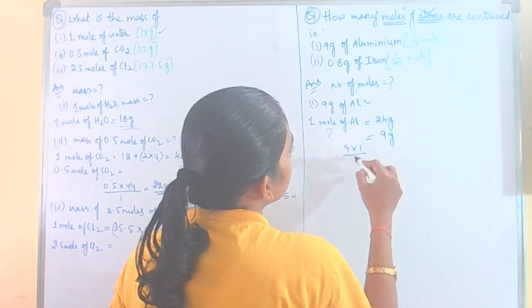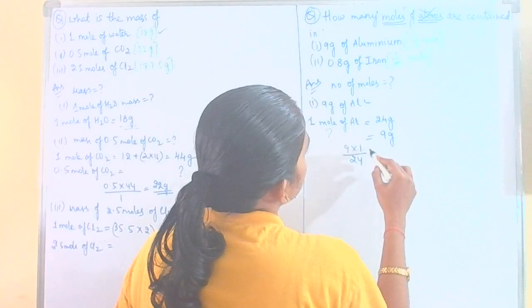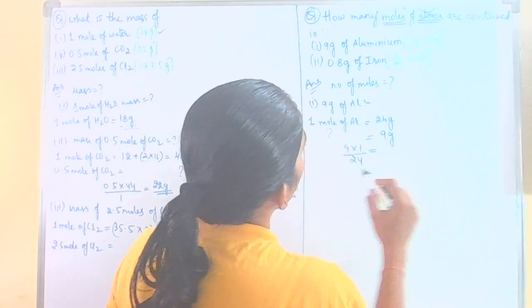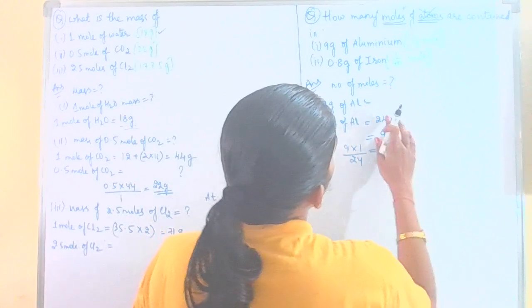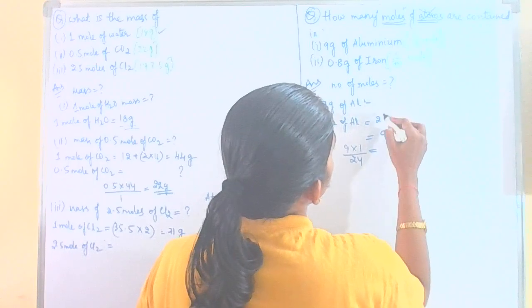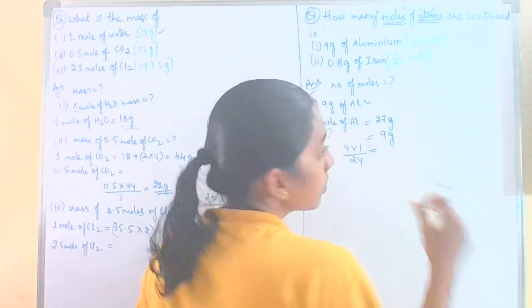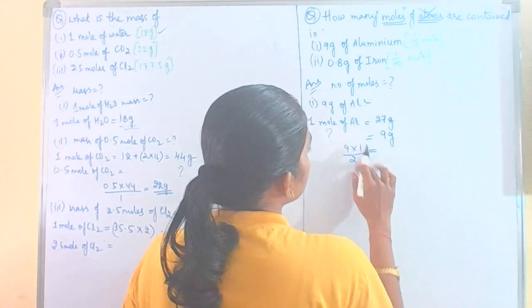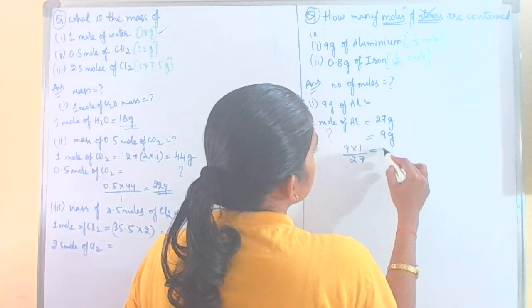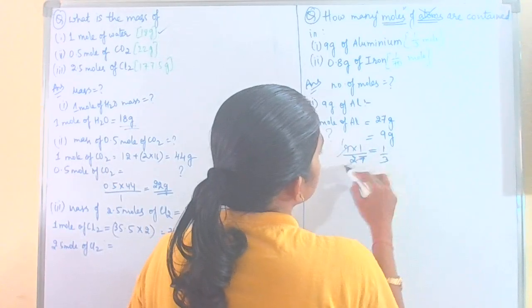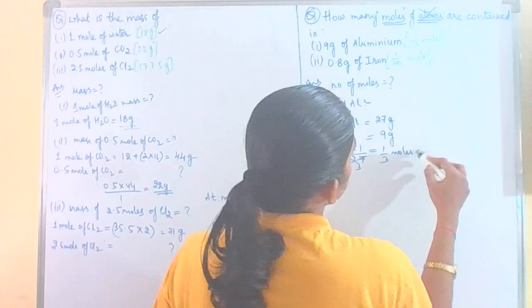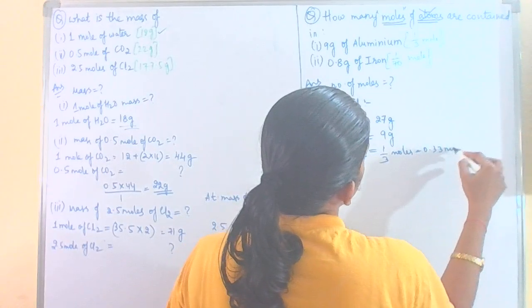9 into 1 by 24, which is equal to... aluminium, right? It's not 24, it's 27. 27 grams. 24 is for magnesium. Then it is equal to 9 into 1 by 27, which is 1 by 3 moles, which is equal to 0.33 moles.